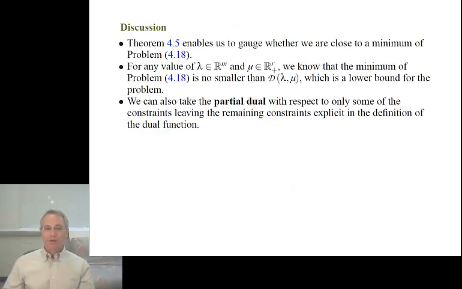That theorem and that result enables us to gauge whether we're close to a minimum of an optimization problem. In particular, for any value of lambda, for any mu that has non-negative entries, we know that the minimum of the problem is no smaller than the dual. So if we plug in a value of lambda and mu and evaluate the dual on the one hand and have a feasible point on the other hand, if the dual is not very far from the objective value at the feasible point, then we know we're pretty close to a minimum.